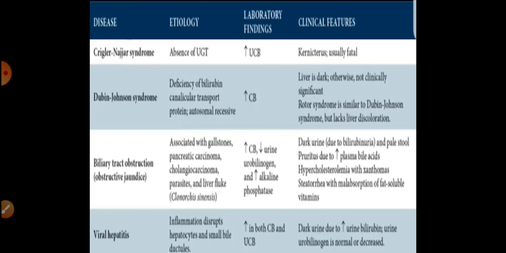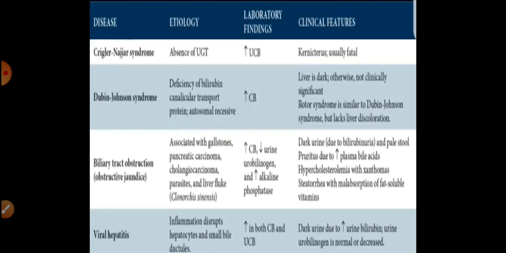Dubin-Johnson syndrome: there is deficiency of the bilirubin canalicular transport protein in this condition. It is an autosomal recessive disorder. Grossly, the liver is very dark in color. It is not clinically significant and doesn't cause any symptoms, but on gross examination the liver is darkly pigmented, and the hepatocytes under the microscope show pigmented granules in the cytoplasm.